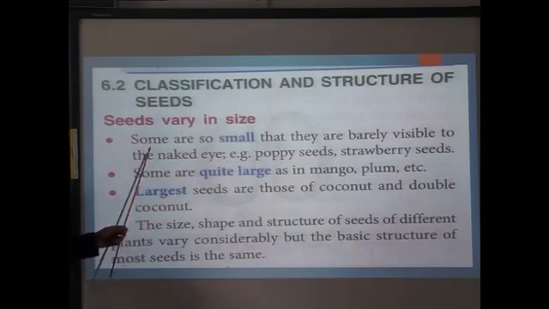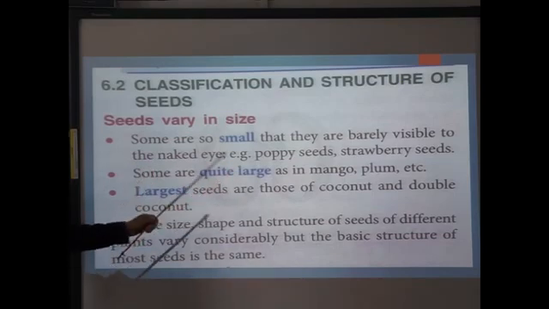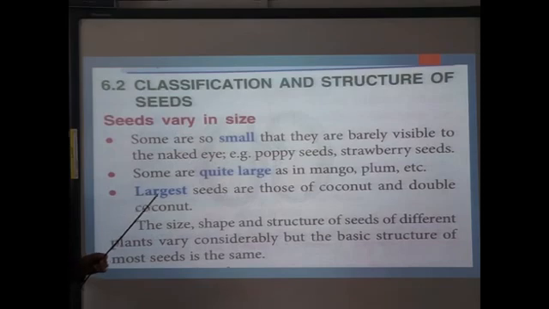Small seeds are barely visible to our eyes. For example, you can see the poppy seeds and strawberry seeds, which are very small. There are some quite large seeds like the mango seeds and plum seeds, and some of the largest seeds like the coconut and the double coconut.